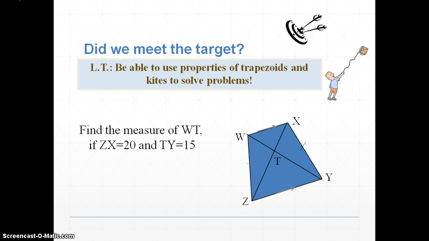Did you meet the target? Find the measure of WT if ZX is 20 and TY is 15. So you're finding WT, this length right here, if ZX is 20 and TY is 15. Notice the parallel lines right here and that these two sides are marked congruent.